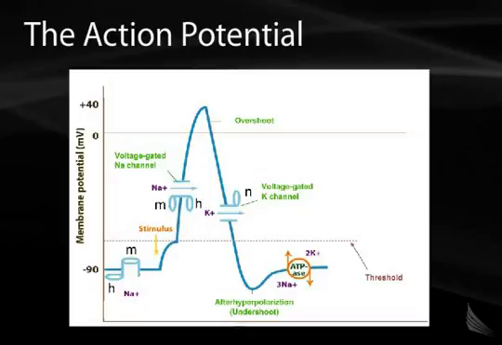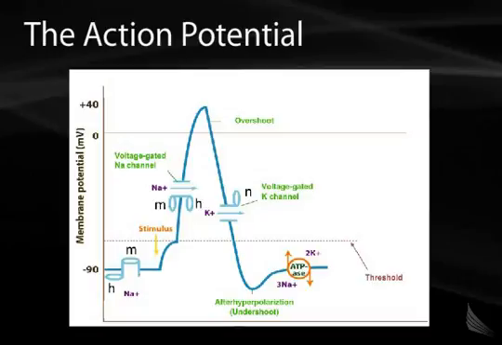At that point, the second gate, the H gate, will close. The H gate in the sodium channel is also voltage gated, but its kinetics are slower than the M gate's kinetics. Therefore, it will close the channel, but it will close the channel after the M gate has allowed in enough sodium to allow this depolarization to occur.